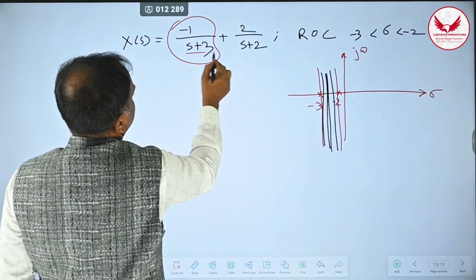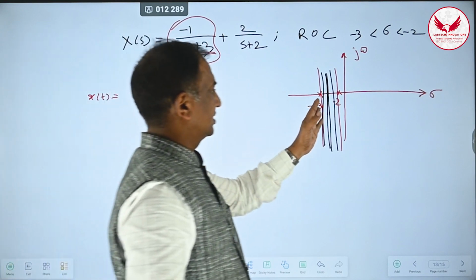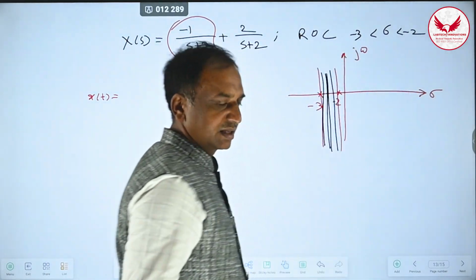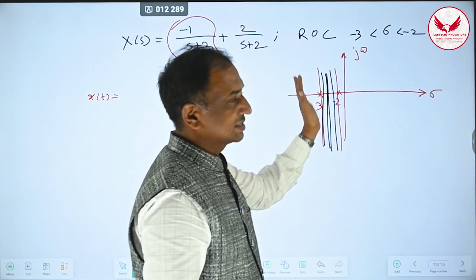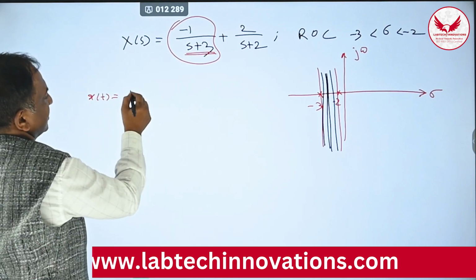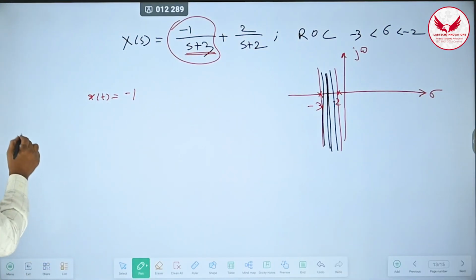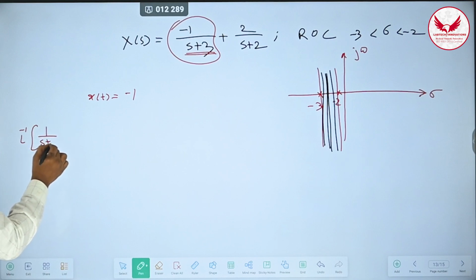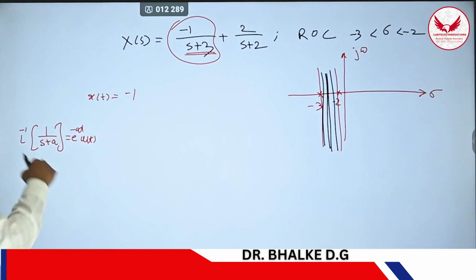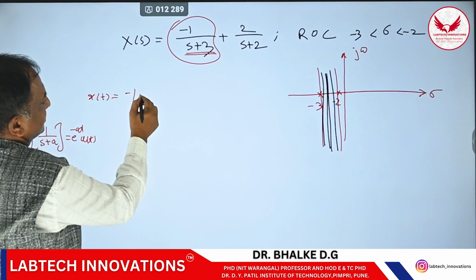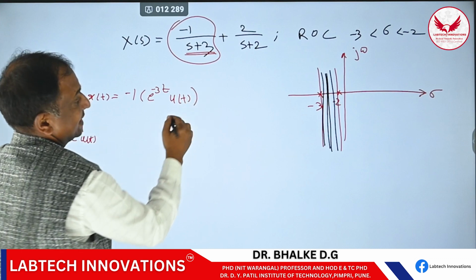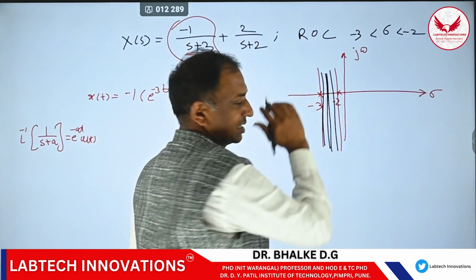So if you see here, the pole is present at s is equal to -3. So ROC is greater than -3. If for this signal ROC is greater than this, it means it is right-handed, it is a causal signal. Therefore, the inverse Laplace transform of 1 upon s plus a is e raised to minus at into u of t. Just to correlate with this, already we have seen, so this is minus 1 into e raised to minus 3t, and I am writing u of t because it is a right-handed signal. ROC is present to the right-hand side of the pole.